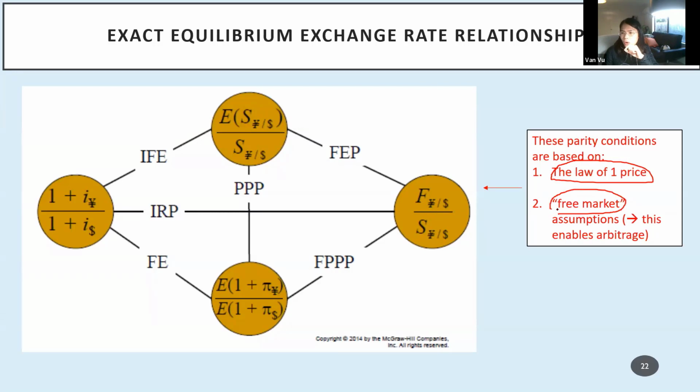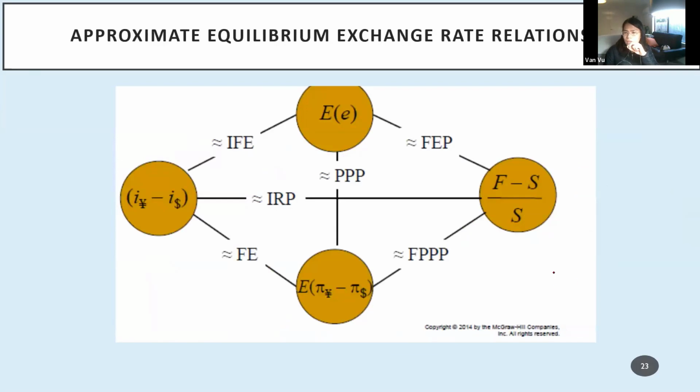Also, for these conditions to hold strictly, we need to have a free market in the sense that we have zero transaction costs. We've got free trade, so people can trade currencies easily. Otherwise, if there are any restrictions on trade, then these conditions will not hold. In terms of approximation, we can also write the parity conditions in the approximation, which is what we did before. It's just the same as before.